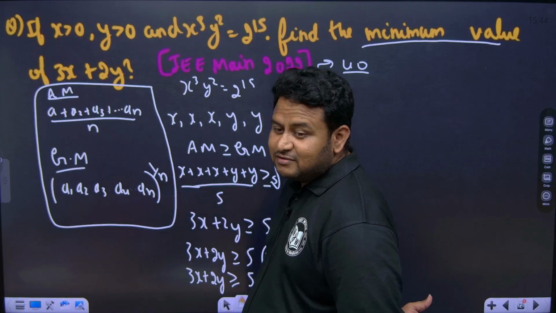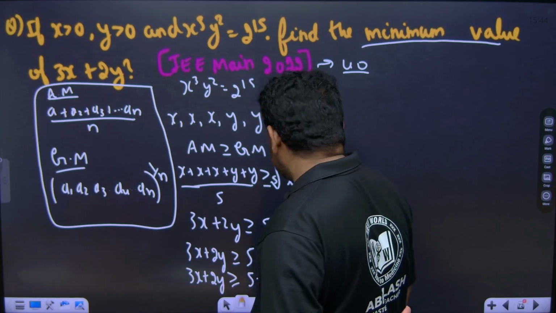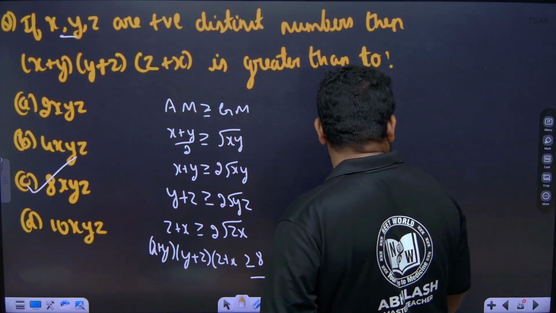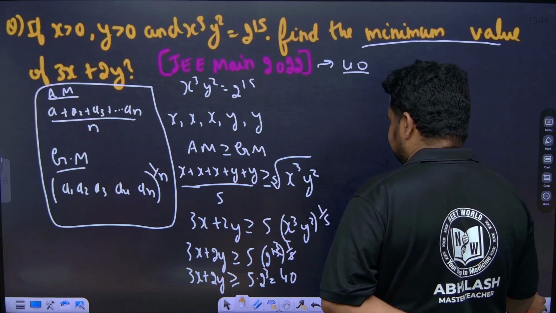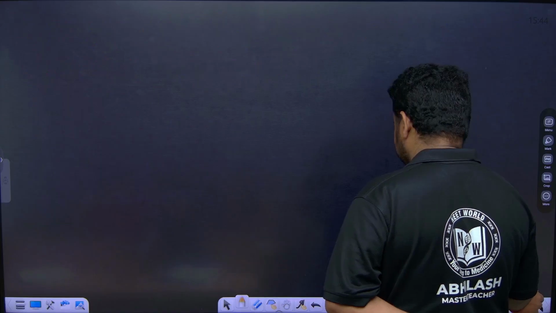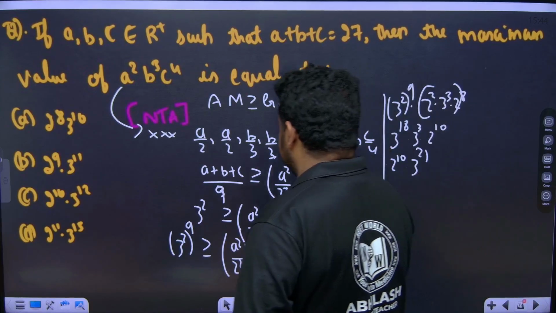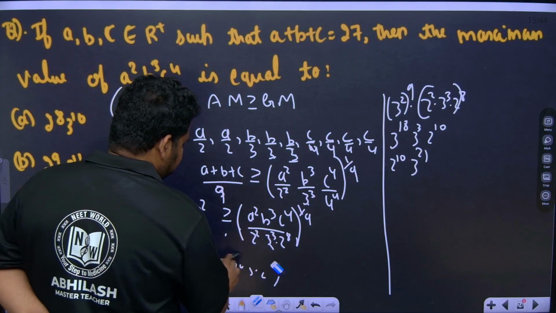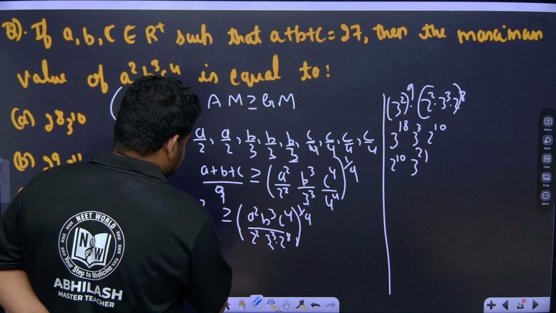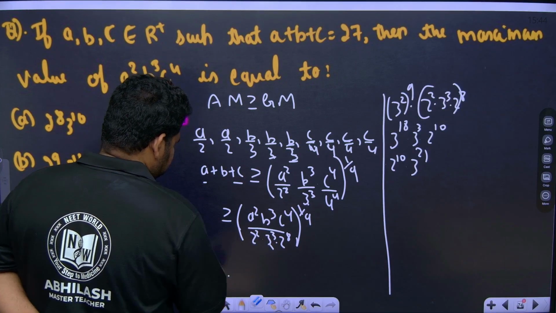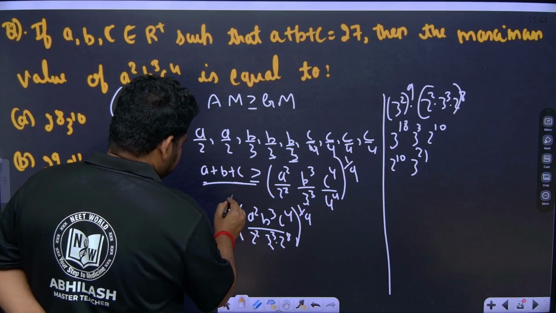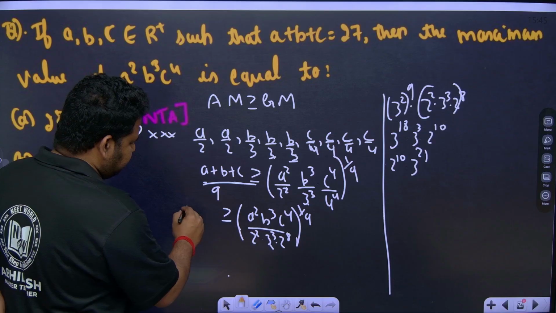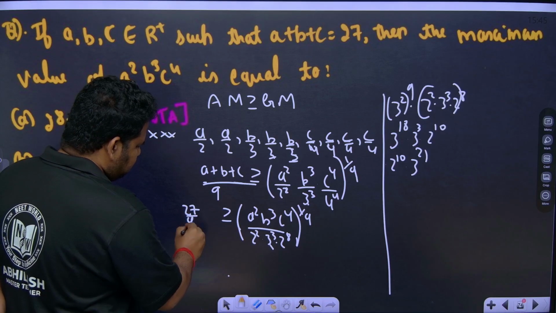How are the number of terms? 9. How are the number of terms here? 9. This will be 9. So this will become what? This will be 9. So this will become what? Equal to, this will become 27 by 9, this is nothing but 3. 27 by 9, you will get it as 3.